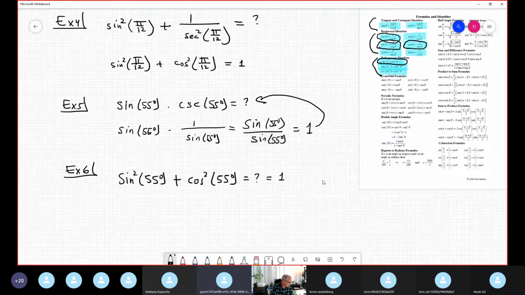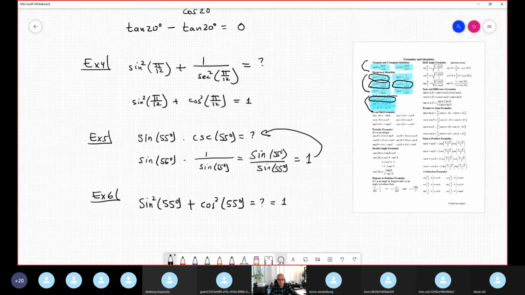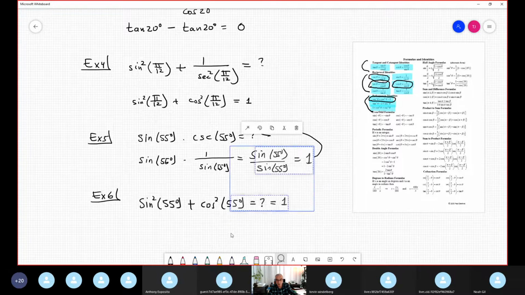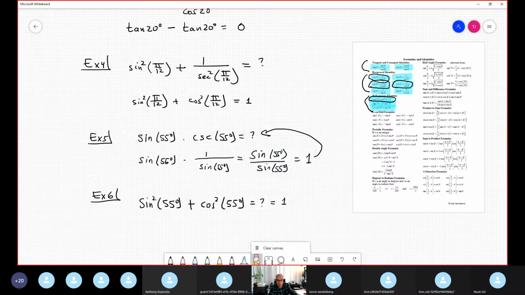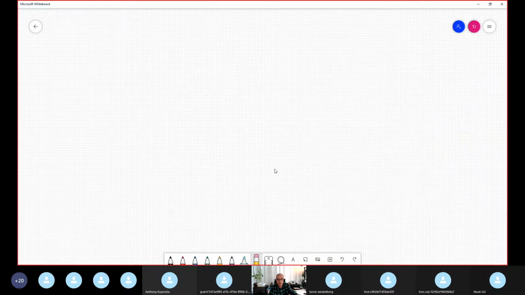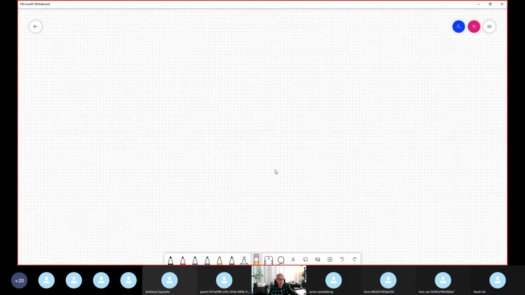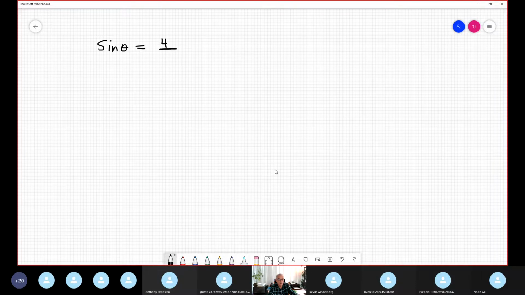Okay, thank you, Professor. Let's practice a little bit the definitions. Okay, it's the most important now. For example, I want to erase everything, even the cheat sheet. Boom. Okay, suppose it's given in this example sine theta is equal to 4/5. Find tangent theta.